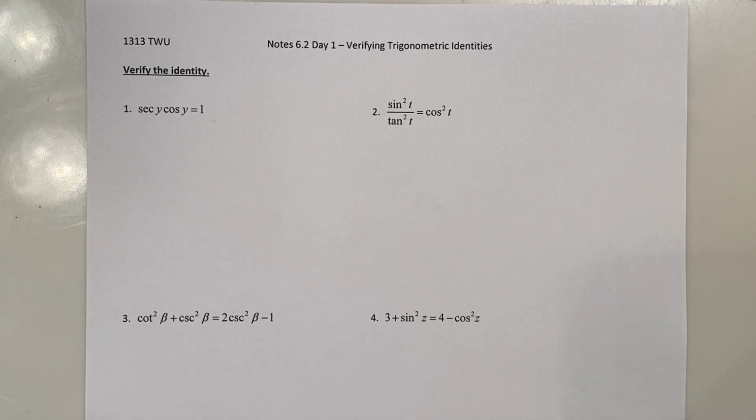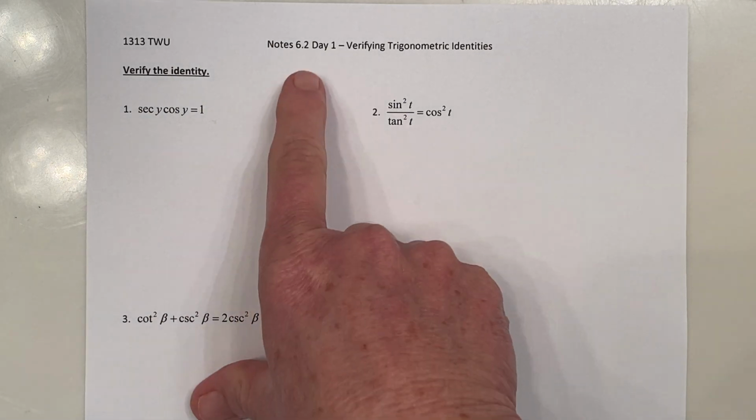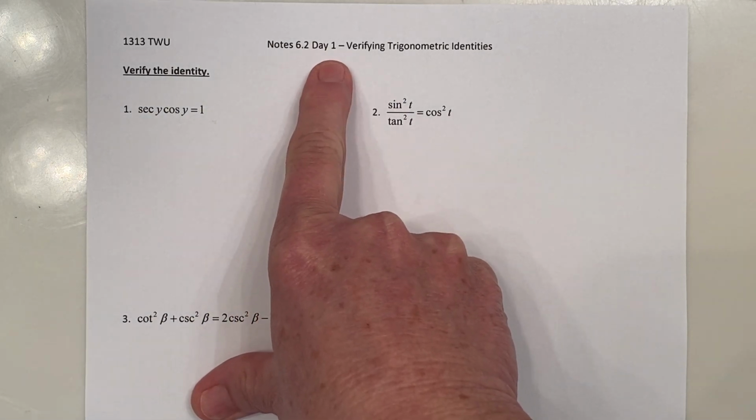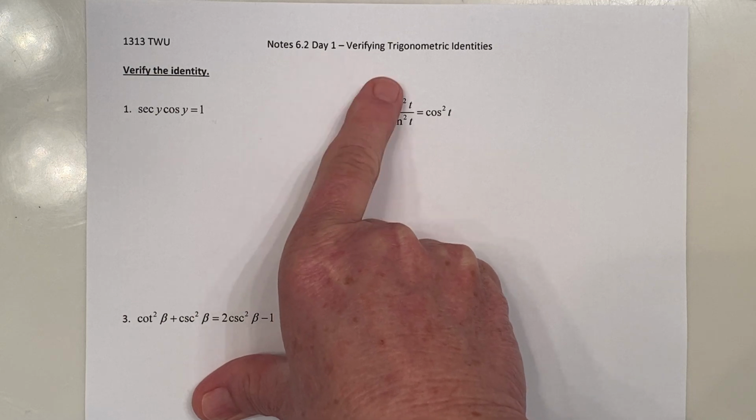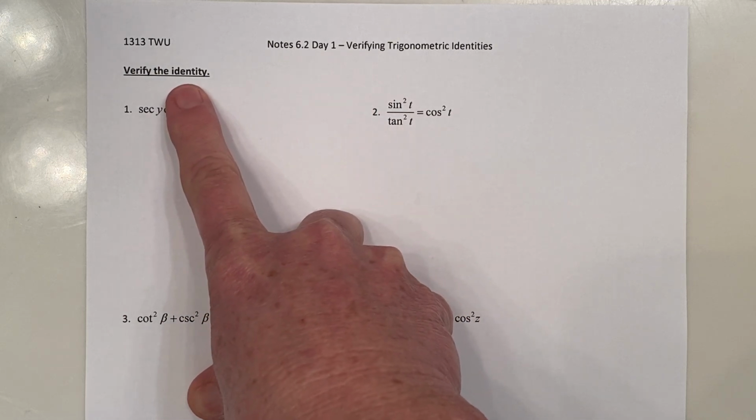All right, in this lesson, we're going to be verifying trigonometric identities. This is chapter 6, section 2, and I broke that section into 2 days, so this is day 1. What does it mean to verify an identity?